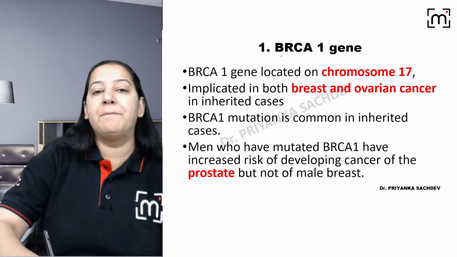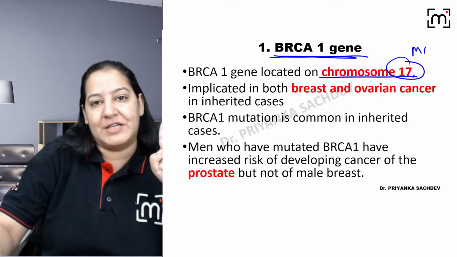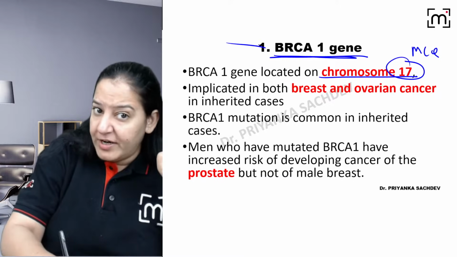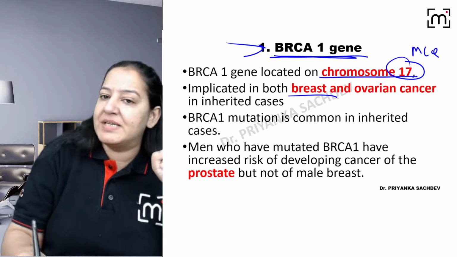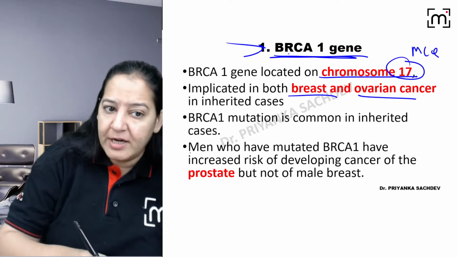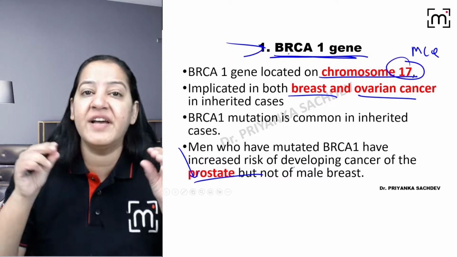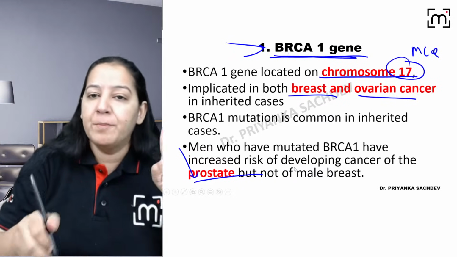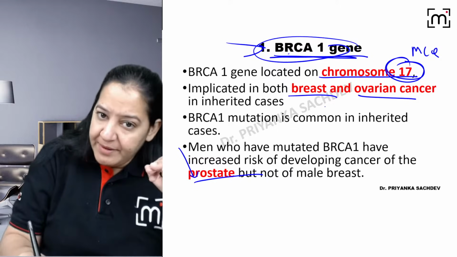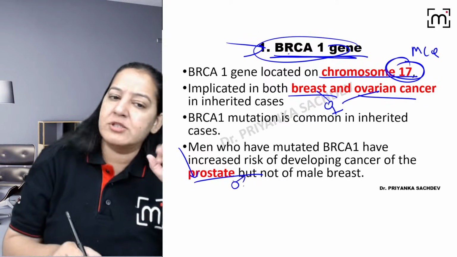The most important is BRCA1. BRCA1 is present on chromosome number 17. It is an MCQ. It is a tumor suppressor gene, right? If it gets mutated in females, it causes both breast and ovarian cancer, and if mutated in males, it causes prostate cancer. All of this is MCQ. Whatever is highlighted in red, these are all your MCQs. So BRCA1 is the gene present on chromosome 17. If mutated in females, it causes breast and ovary cancer, and in males it causes prostate cancer.